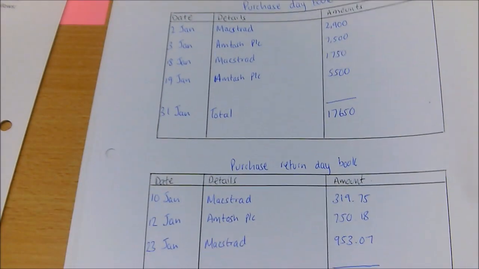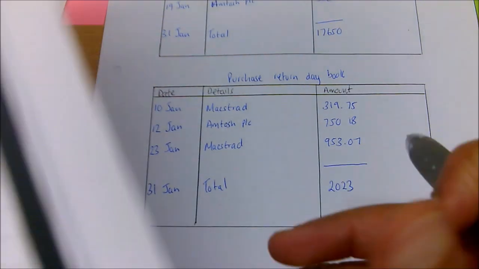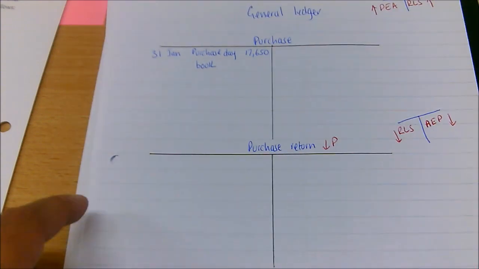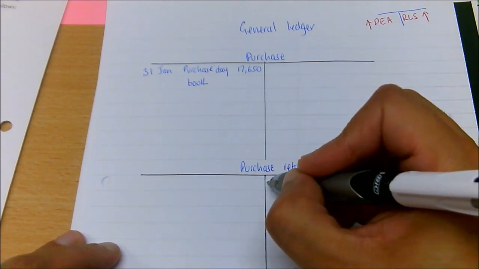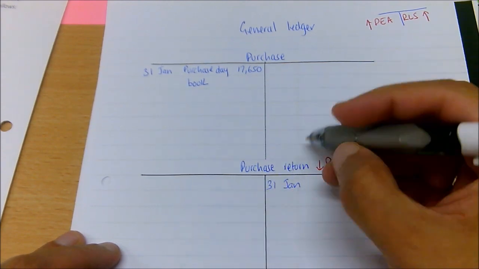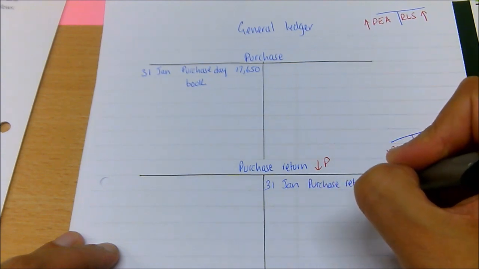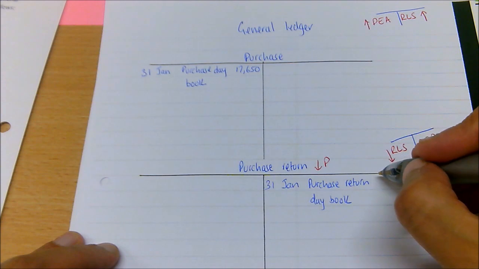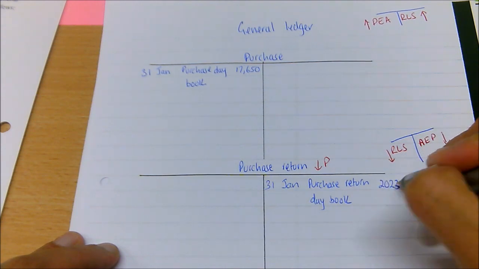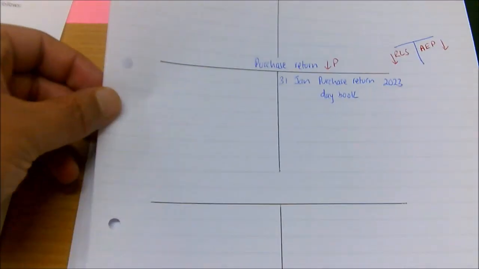Again, I will go to my purchase return day book. The total amount is 2023 and that's the amount that I would use. So again, I'll put the date 31st of Jan, I will put purchase return day book, and I will put the amount of 2023. Okay, and I'll do a similar thing for my sales and my sales return.